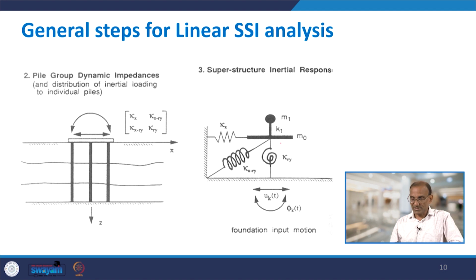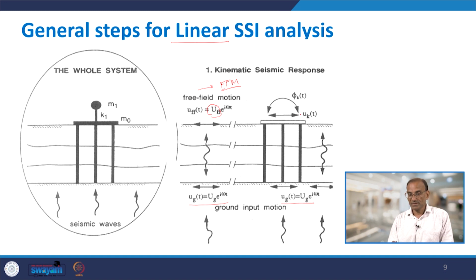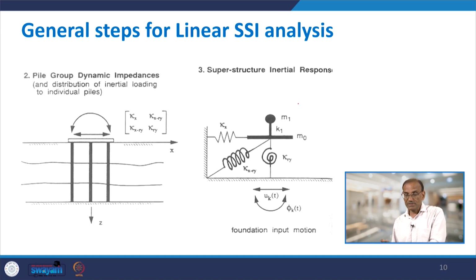The soil and foundation, soils and piles, are replaced here by springs: Kx in the horizontal direction, Kry in the rotation, and the cross coupling. So, you have one displacement and one rotation. These are the spring constants. In this case it is only springs, but you can also consider the dashpots, and at the end of these springs the motion applied is the same as that obtained in the first step, which is the kinematic displacement and kinematic rotation. So, these springs are subjected to the kinematic displacement and rotation.